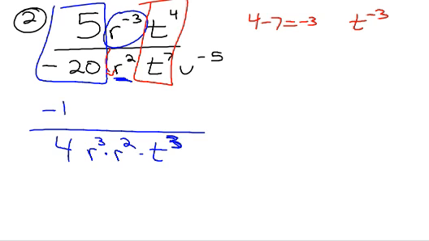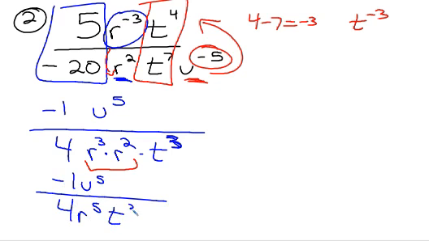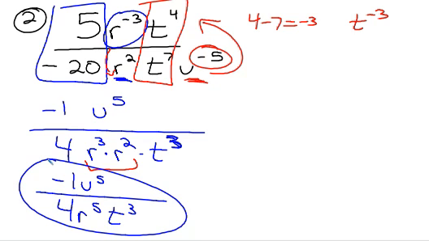All right, I have to deal with this u. Well, it has a negative exponent, so this thing needs to come to the top. So now I have a u to the fifth on top. There's one more thing I can do. Can't I do something with these r's? I can add the exponents. So that'll become r to the fifth. So I have negative 1 u to the fifth over 4 r to the fifth t to the third. And we will stop there for today.